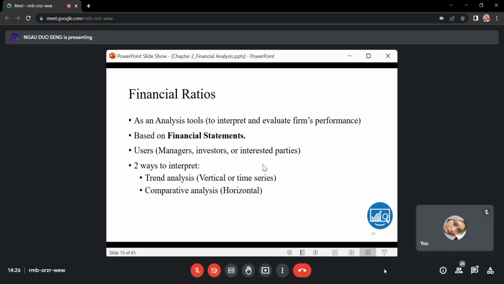But if cost is decreasing, generally it is good, right? Cost is reducing. Then we do comparison, comparative analysis, meaning you compare 2 years, last year with this year, better or not, or you compare with another company.